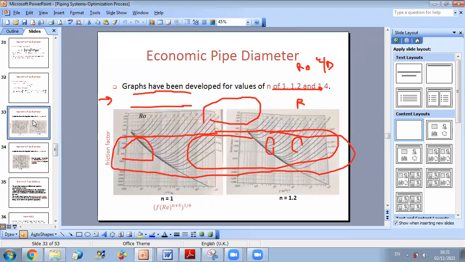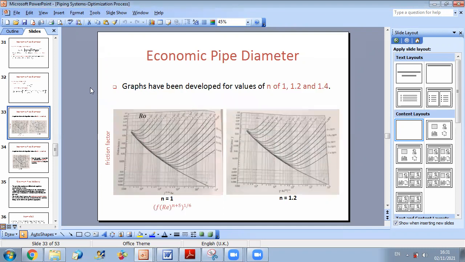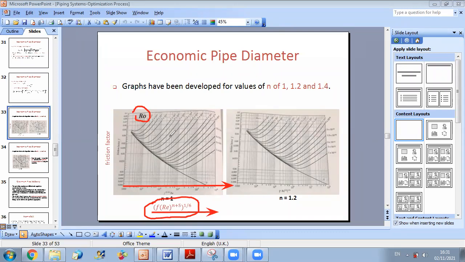This chart is formed by the following parameters. On the x-axis I have the parameter f times Reynolds to the power n plus 5, all to the power 1 over 6, because I am able to assess this parameter as a function of the variables given. Also, I can calculate the value of the roughness number since it's independent of the diameter. So this will help me get the value of the friction factor from this chart.